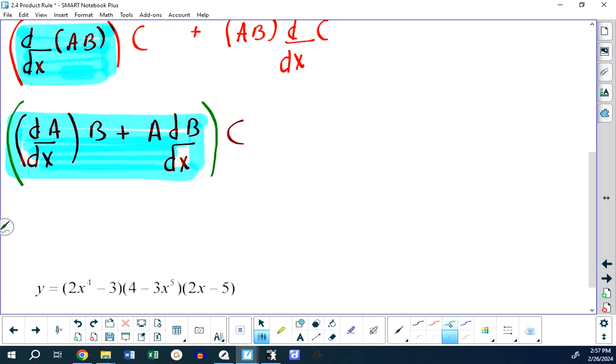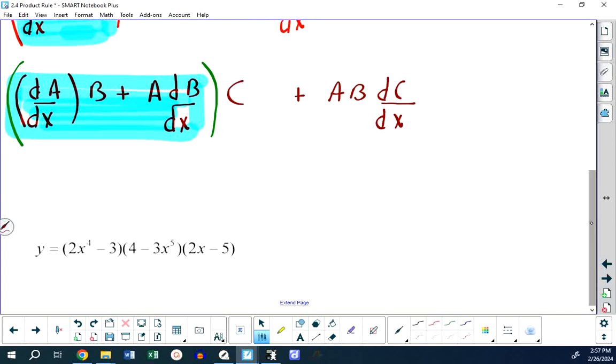This is going somewhere. You're going to see a pattern that emerges here, and the pattern is going to extend to 3 factors or 4 or 5. And then I have plus AB dc dx. When I expand this out by multiplying the c through, I get the following: the derivative of A with respect to x times B times c. And I'm just going to put the brackets there to make sure you understand. It's dA dx, not dABC dx.